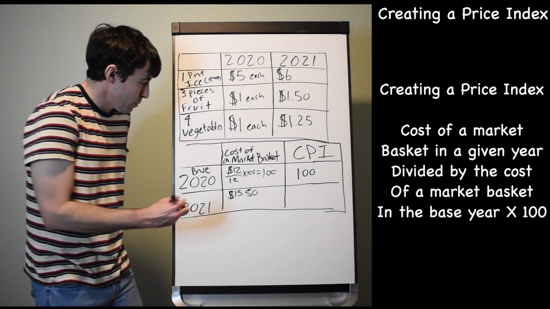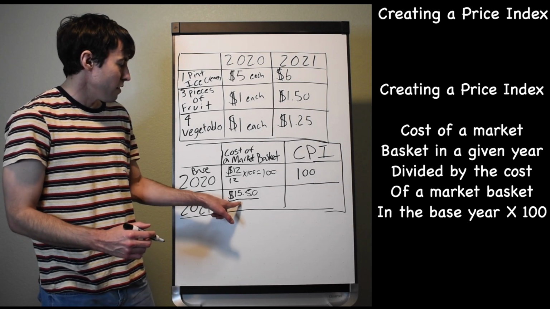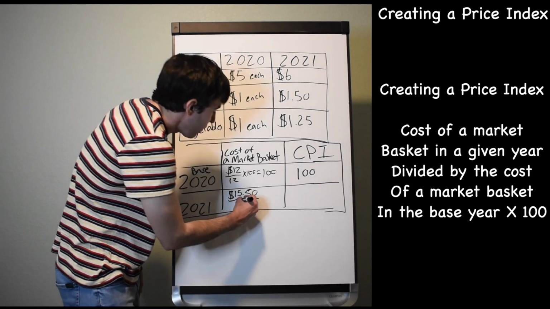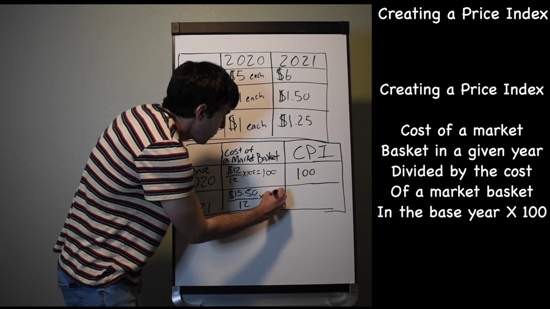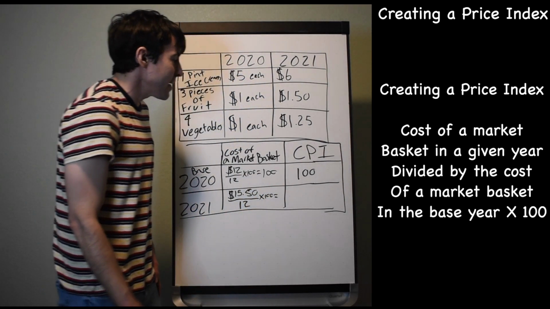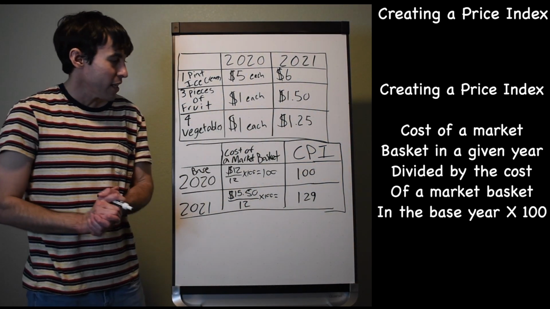All right, for 2021, we actually have to do something. We are going to take that cost of market basket in 2021, $15.50, and divide it by the cost of that same market basket in the base year, that's $12, and then multiply by 100, and that is going to come out to about 129, and I'm just going to leave it at 129.